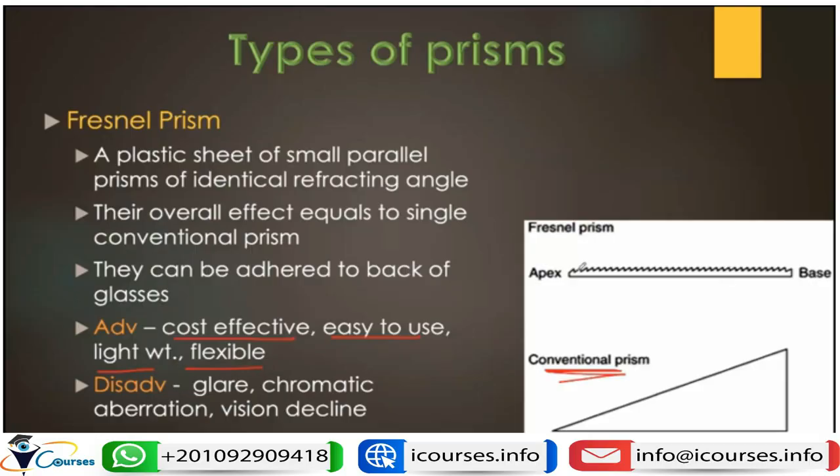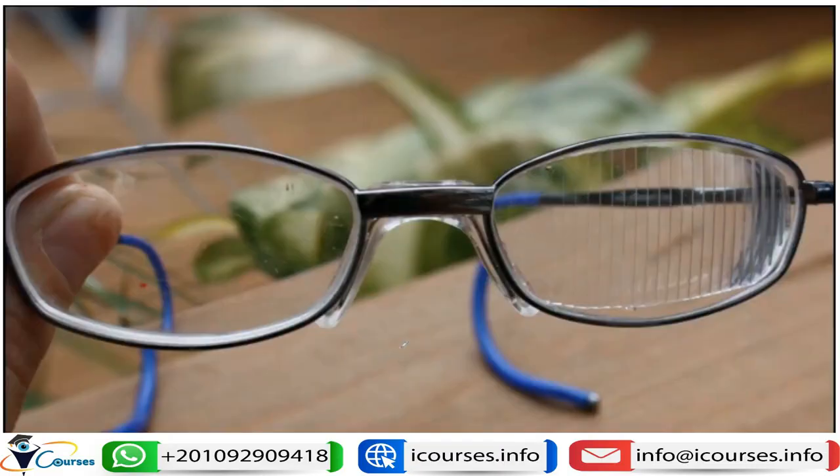But they have disadvantages, because the presence of a series of small prisms in front of the eye will decrease the quality of vision, and this is also asked in MCQ exams. It can cause glare, it can cause chromatic aberration, and it will decrease the visual acuity. So what are the advantages? It's cost effective, easy to use, lightweight, so it is cosmetically appealing, and flexible, so we can change it all the time. But their disadvantage is that it will degrade the visual acuity, so it can cause glare, chromatic aberration and visual decline. So here is an example of the Fresnel prism.